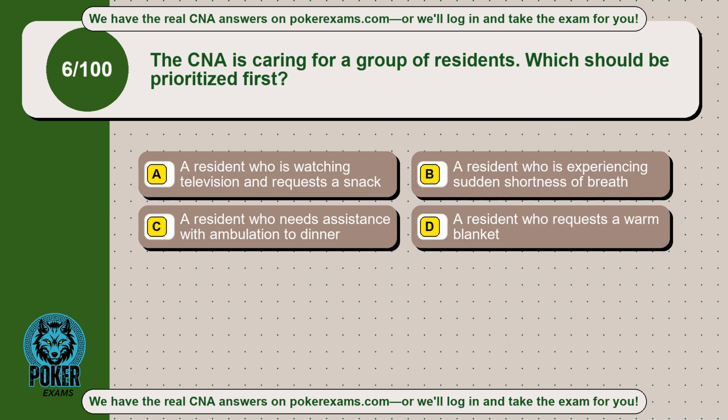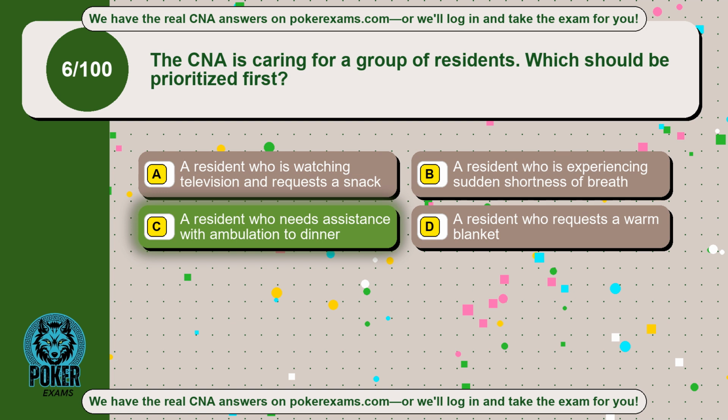Question 6. The CNA is caring for a group of residents. Which should be prioritized first? Option A. A resident who is watching television and requests a snack. Option B. A resident who is experiencing sudden shortness of breath. Option C. A resident who needs assistance with ambulation to dinner. Option D. A resident who requests a warm blanket.